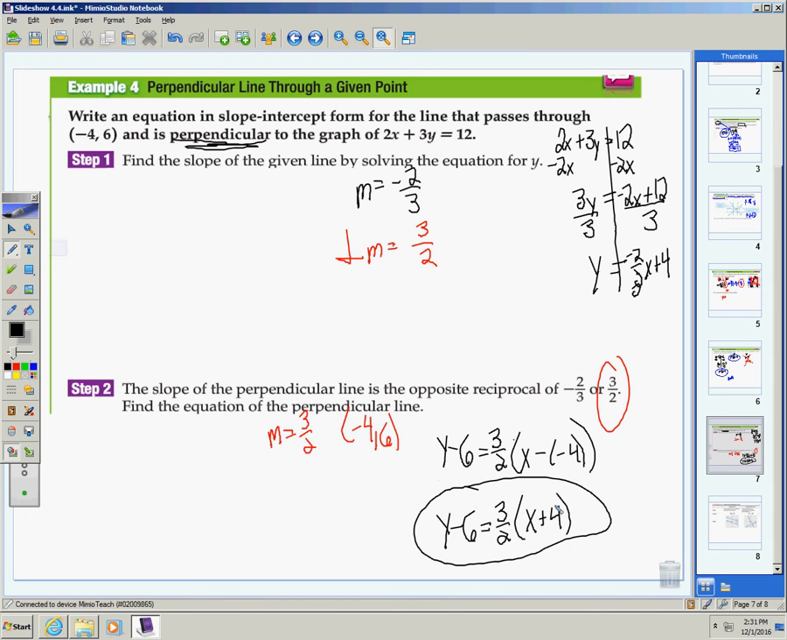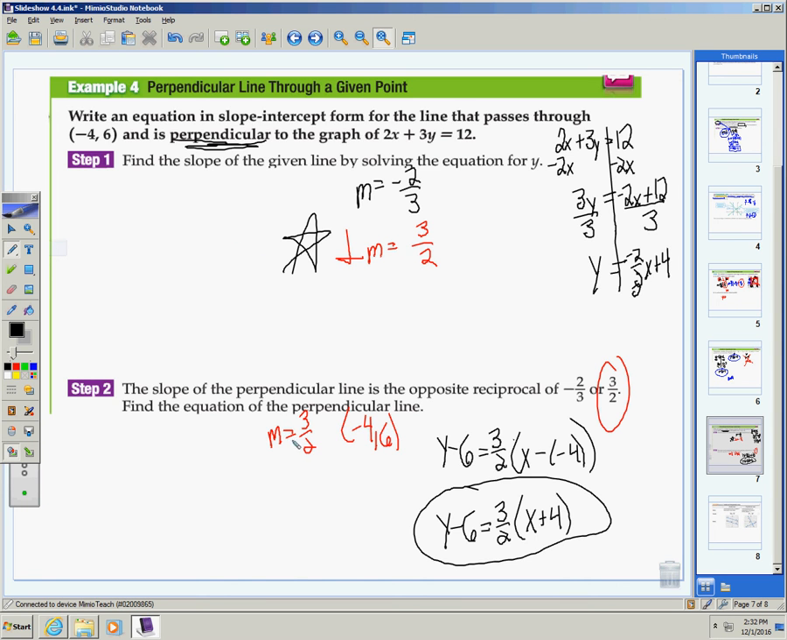Had they told me they want it in slope-intercept form, I would have simply just needed to solve this for y. But the big thing here is finding the slope of your original line and then finding this opposite reciprocal slope, which means just flipping the fraction and changing the sign. To find the equation of the perpendicular line, you use the point that's given and your perpendicular slope.